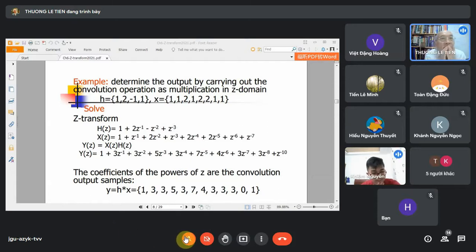I think it's the coefficient of the powers of Z, or the convolution of samples. No.